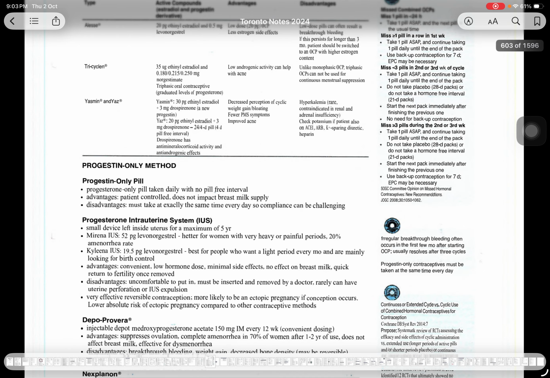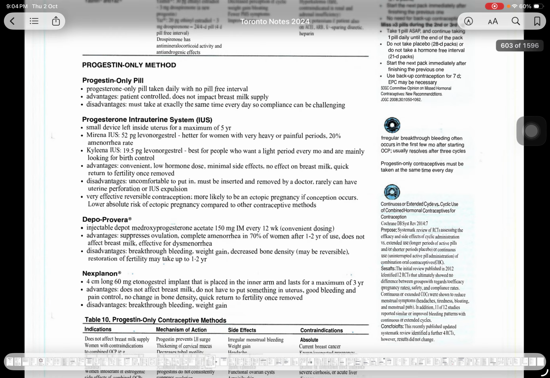The disadvantage with this one is that it must be taken at exactly the same time every day, so compliance can be challenging. The other one is the intrauterine system, small devices left inside the uterus for a maximum of 5 years. Mirena is better for women with heavy painful periods, with a 20% amenorrhea rate. Kyleena is another one, best for people who want a light period every month or are mainly looking for birth control. So Kyleena gives periods, Mirena decreases the painful periods.